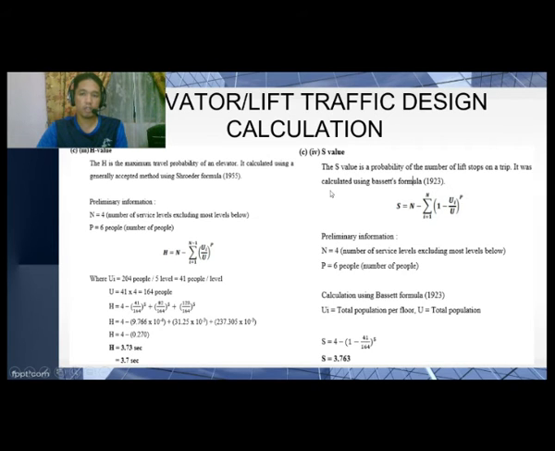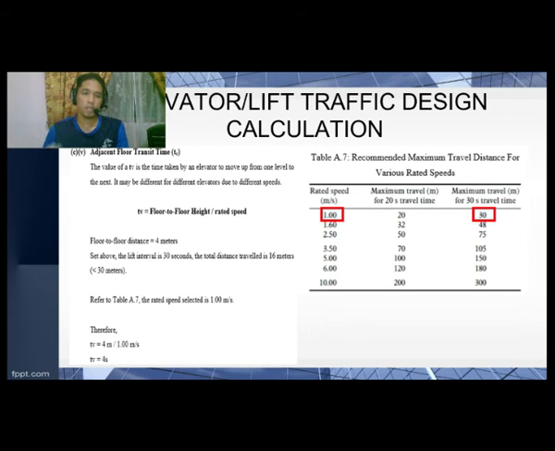Seterusnya kita kena cari S value ataupun nilai S menggunakan rumus ini. So berdasarkan formula ini, hasil daripada kiraan ini kita dapat 3.763 untuk nilai S. Dan seterusnya kita kena kira adjacent floor transit time. So untuk adjacent floor transit time ataupun TV menggunakan formula ini, okay. Dan berdasarkan daripada formula ini, okay, refer to table 8.7.